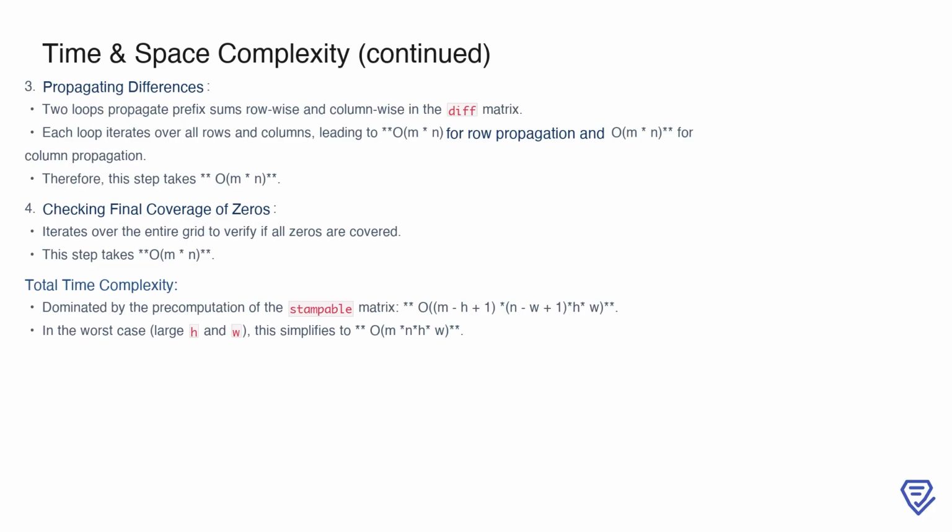Following this, we verify the final coverage of zeros in the grid. This involves iterating over the entire grid to check whether all zeros are covered by the stamps. This operation also takes O(m * n) time. When we sum up all these steps, the total time complexity is dominated by the pre-computation of the stampable matrix, which is O((m - h + 1) * (n - w + 1) * h * w). In the worst case, particularly when the stamp dimensions are large, this simplifies further to O(m * n * h * w).